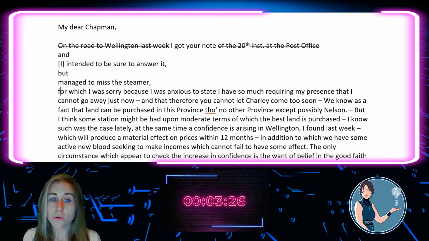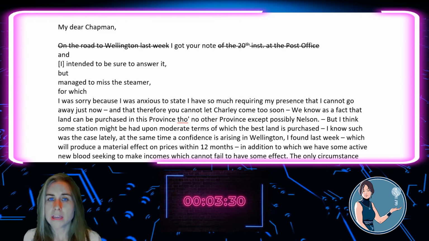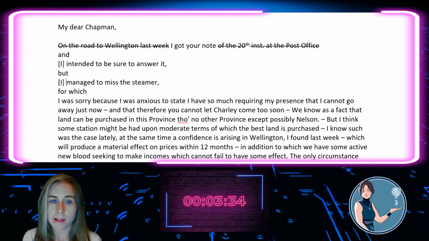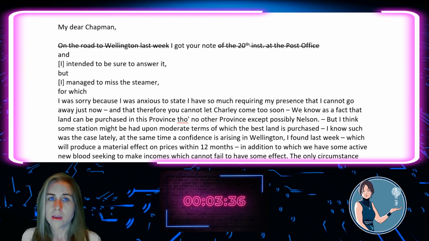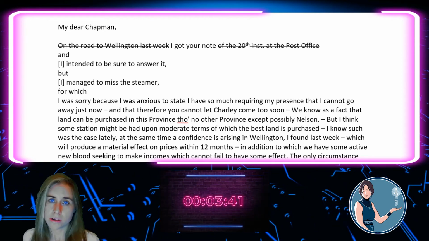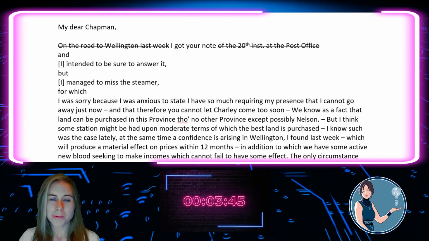So we'll take the "for which," use that as a divider, and look again at just "managed to miss the steamer." And again, there's an implied "I" there. "Managed" and "to miss the steamer," again, another participle phrase. Okay, let's keep going. We're almost there.